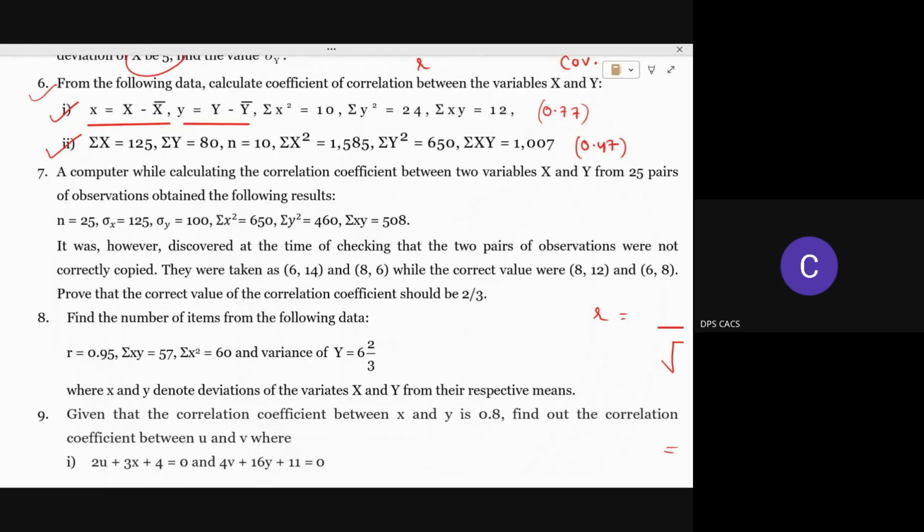0.47 is correct. How many people are already getting it? Good. Everyone should get 0.47. Formula 3, we have already learned the formula, applied in 3 questions. If it still doesn't come, then you have talent.